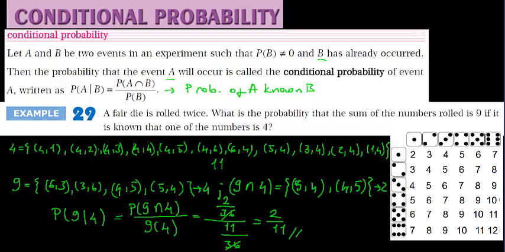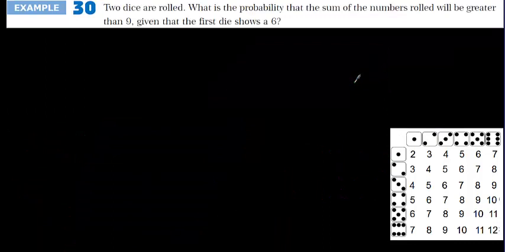Okay, now again we have 2 dice rolled. What is the probability that the sum of the numbers rolled will be greater than 9? We are talking about these numbers, and 12 is also included in that group.